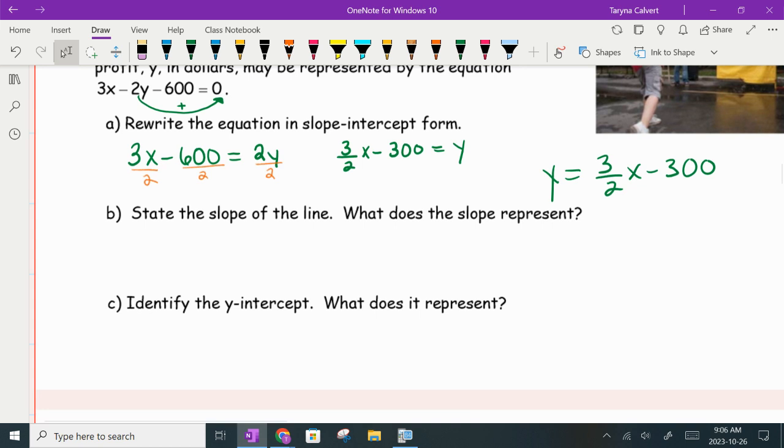So then here, state the slope of the line. So this technically would be better on yesterday's lesson, because we're going to look at the y-intercept, but we're not looking at the x-intercept, right? For B, we're looking at the slope, and then C, we're looking at the y-intercept. So the slope of this is 3 over 2, or better known as 1.5, either one of those. In this context, it's probably easier to look at it as 1.5.